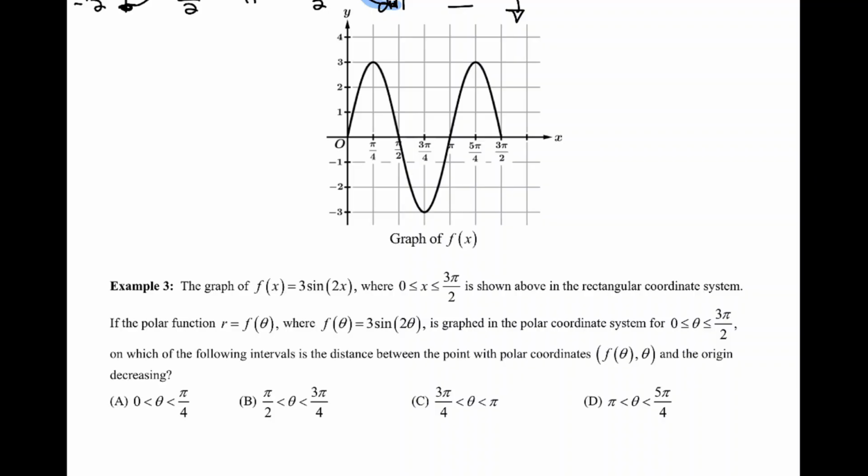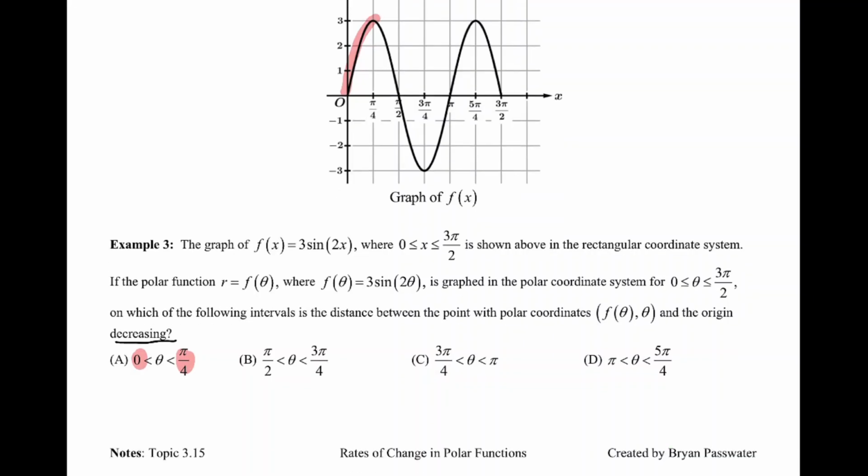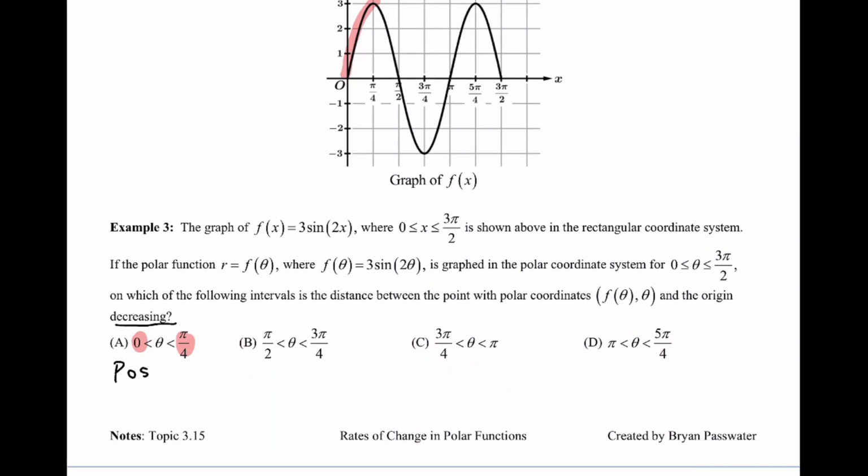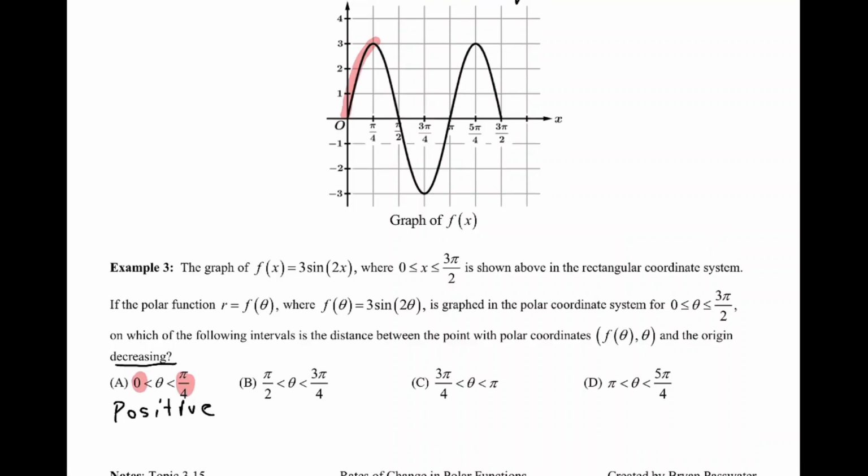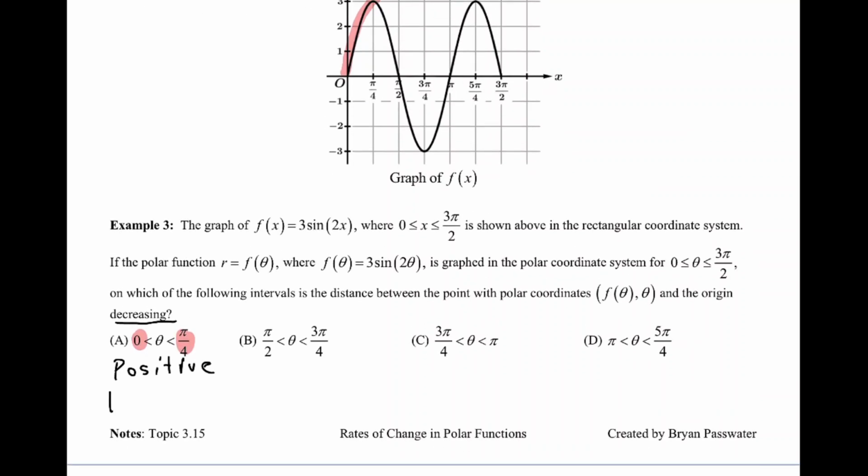So again, they kind of have to be opposites. So if I'm going to look at these intervals, this is from 0 to pi over 4. 0 to pi over 4 is both positive, and it's going up. It's increasing. Since these are both positive, then it should be increasing. So it's not A.